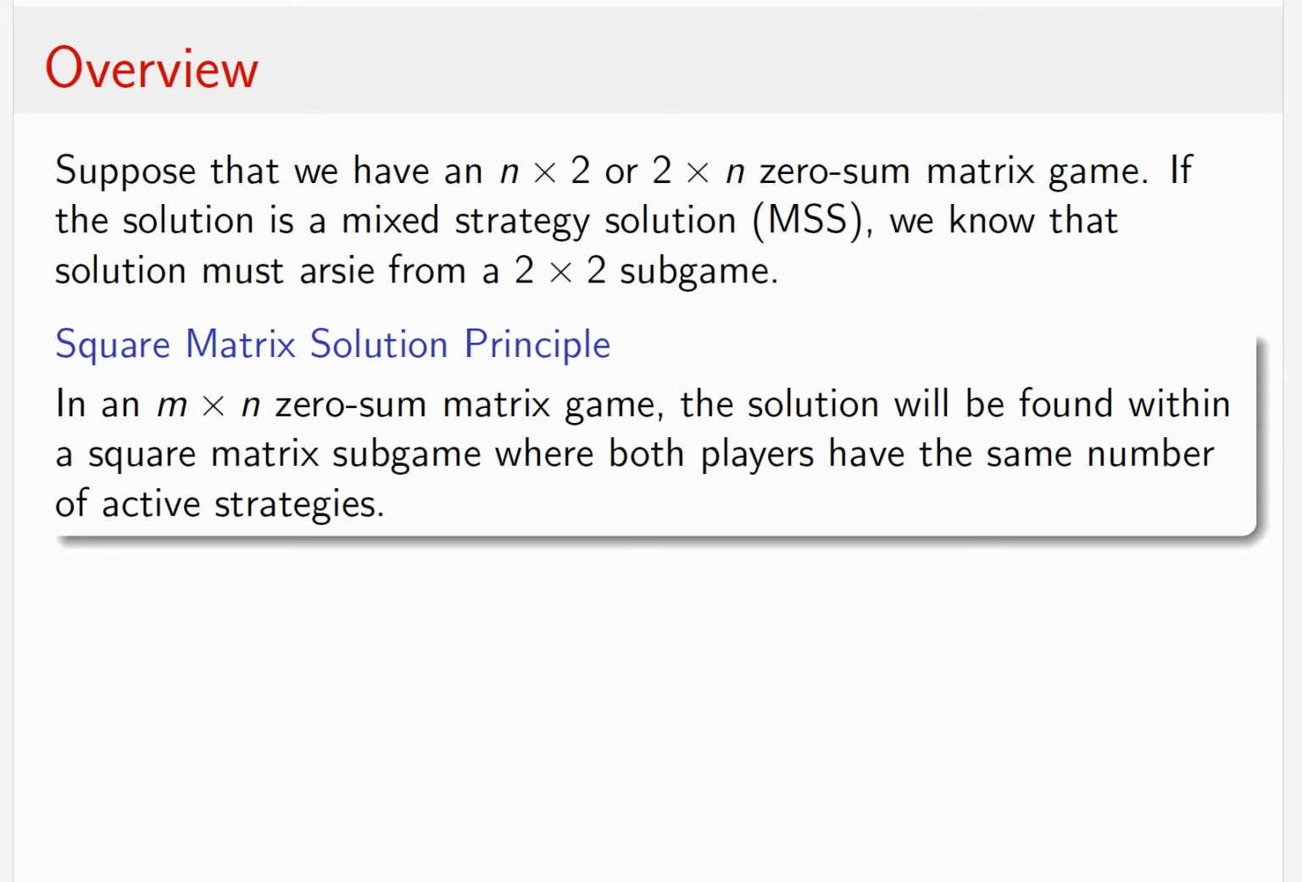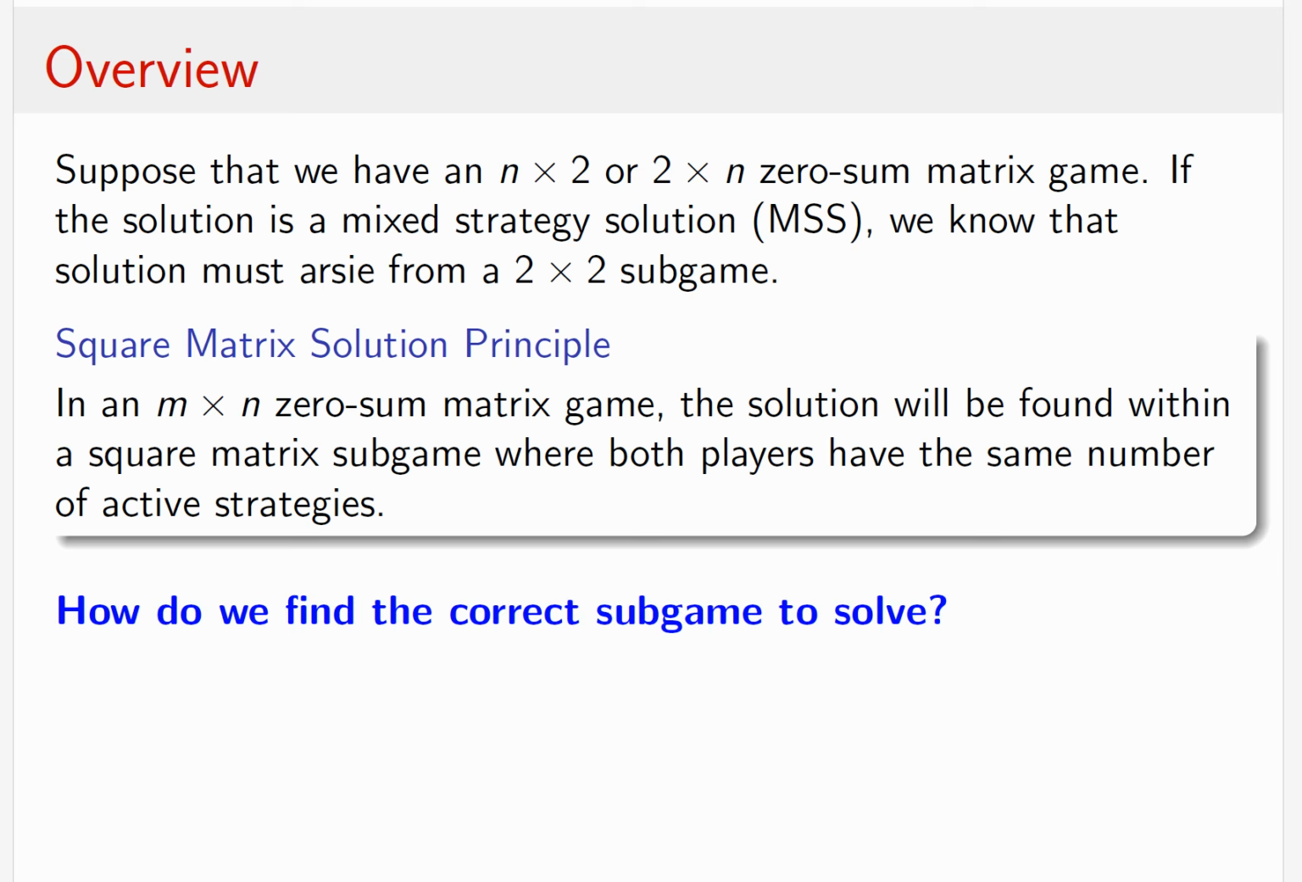And we know this because of the square matrix solution principle in any nxn game, right? The solution to that nxn is going to be some square matrix, some subgame that, if I put together the subgame, will be a square matrix where both players have the same number of active strategies. All right, so what we're going to use the graphical method to do, the main key, is to find the correct subgame to solve.